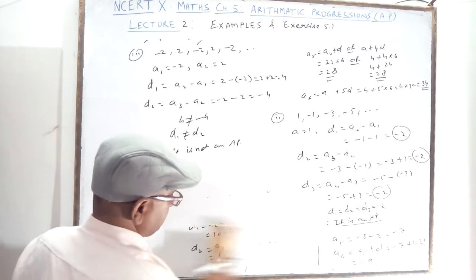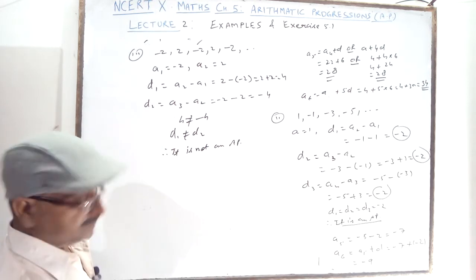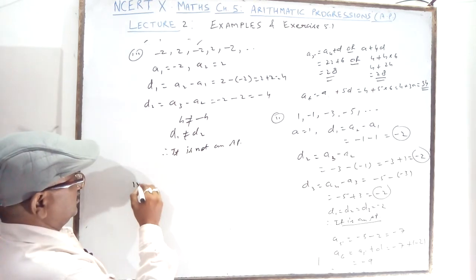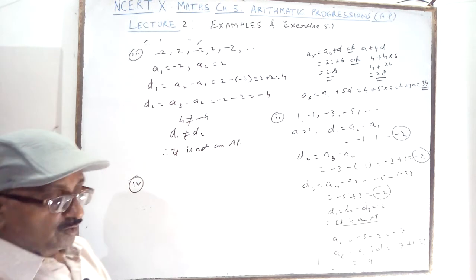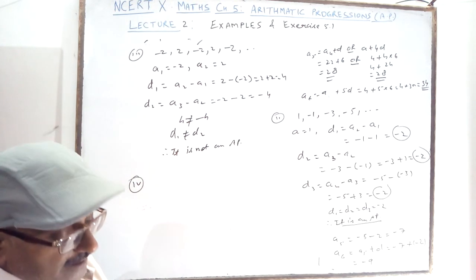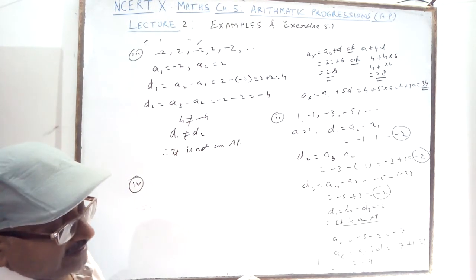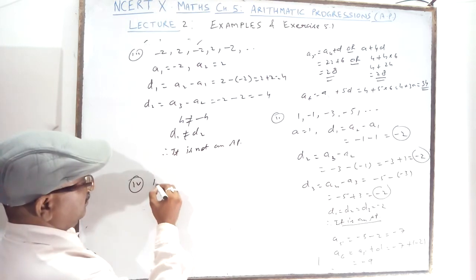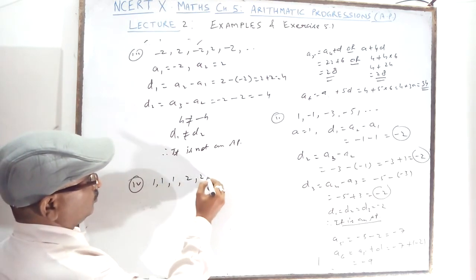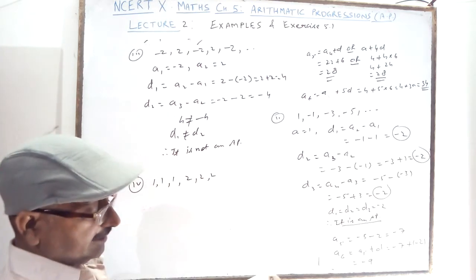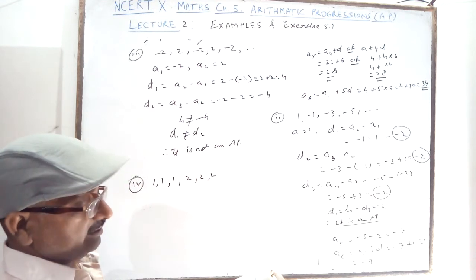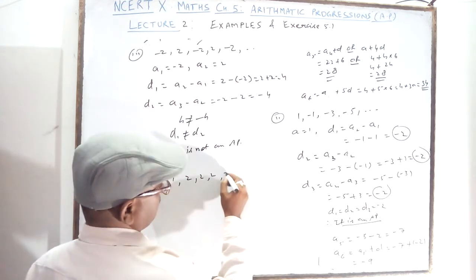Question, the fourth part of this is given. What is the fourth part? In this it is given 1, 1, 1, 1, 1, 1, then 2, 2, 2, and then they have given 3, 3.